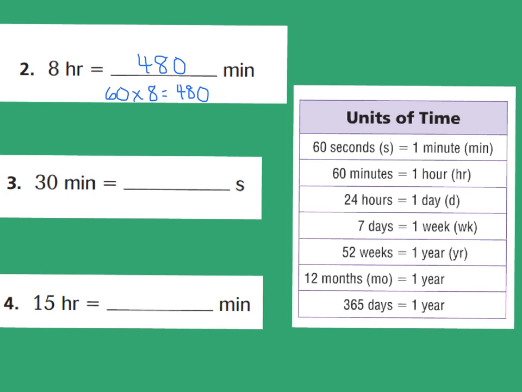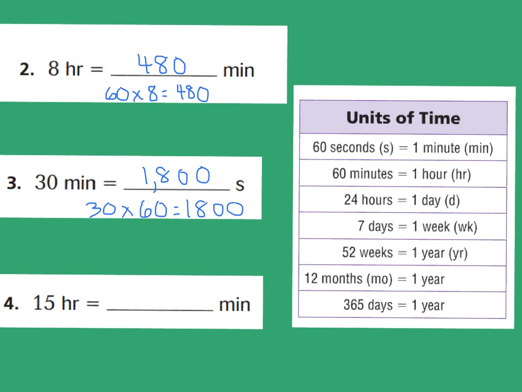All right, let's look at question 3. 30 minutes will equal how many seconds? Pay close attention to your unit chart to help you solve this problem. Go ahead and press pause now for this one. Okay, you should be able to see that there are 60 seconds in 1 minute. So if you have 30 minutes, you're going to have to multiply 30 times 60 to get this answer. You should have done 30 times 60, which will equal 1,800 seconds.